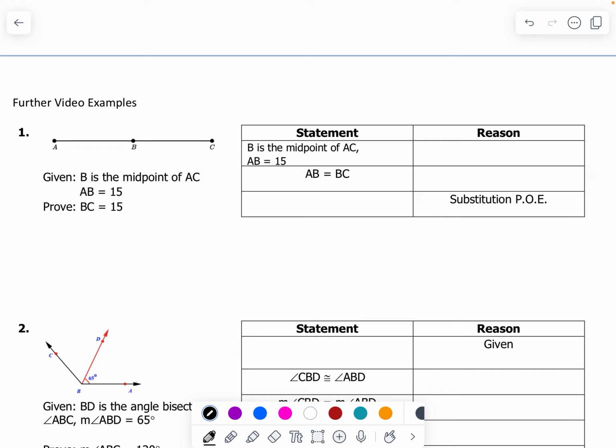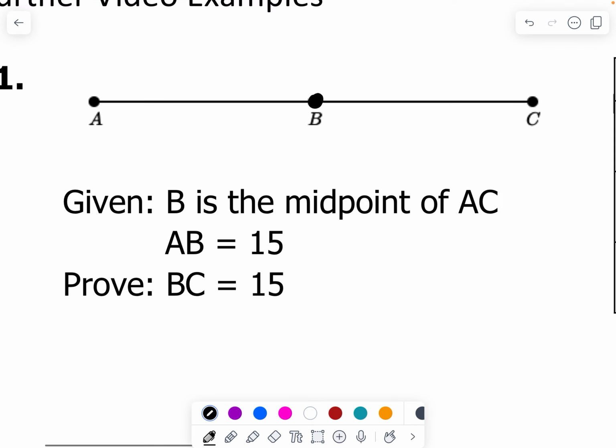Okay. So if we know that B is the midpoint of AC, I'm going to not look at my proof. I'm going to go over here and look. B is the midpoint of AC, so I'm going to mark up my diagram there. AB is 15. Then obviously BC is 15 also. So that's going to be pretty easy to prove, right?